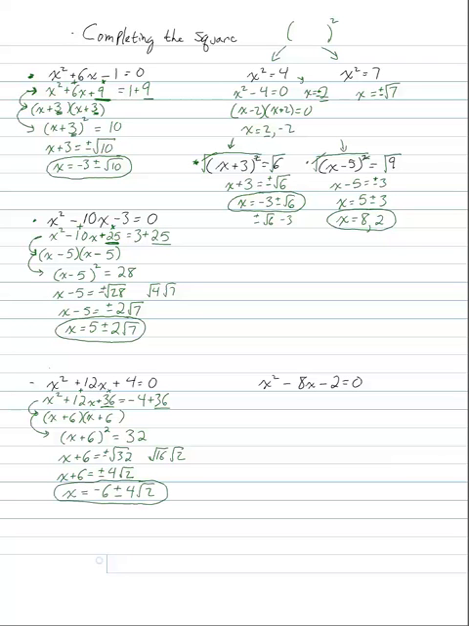Let's try one last one of this type. So if I have x squared minus 8x minus 2 equals 0, go ahead and see if you can follow along. So first thing I'm going to do, hopefully you all move the minus 2 over. So x squared minus 8x, blank space, equals 2.